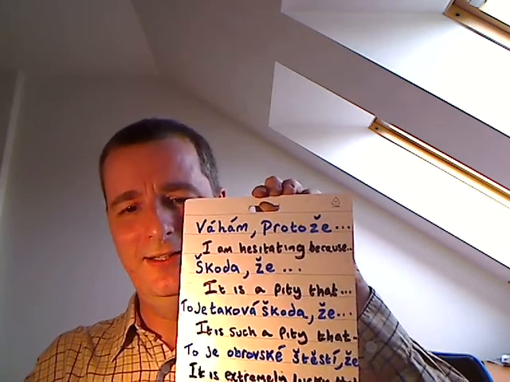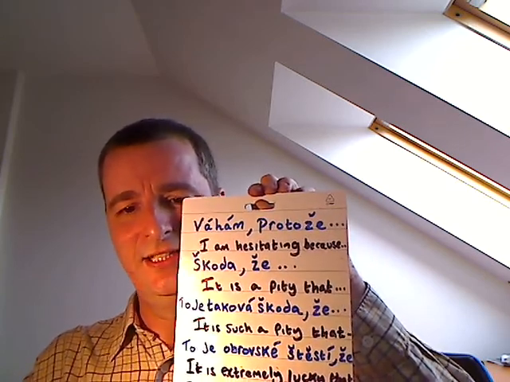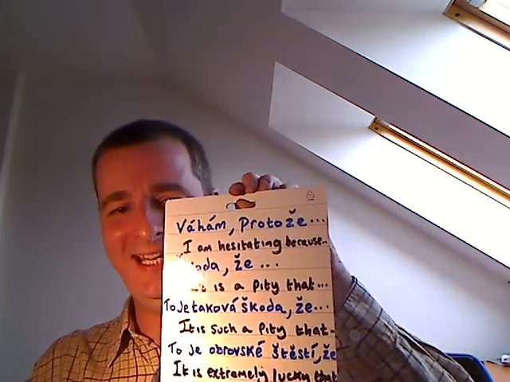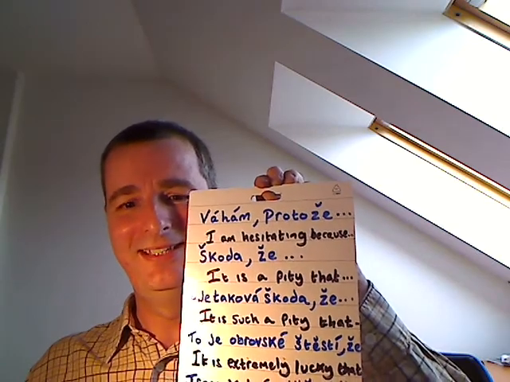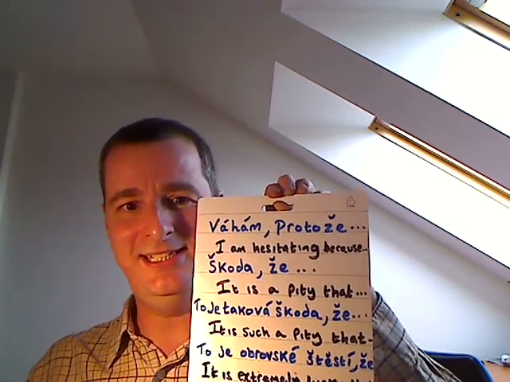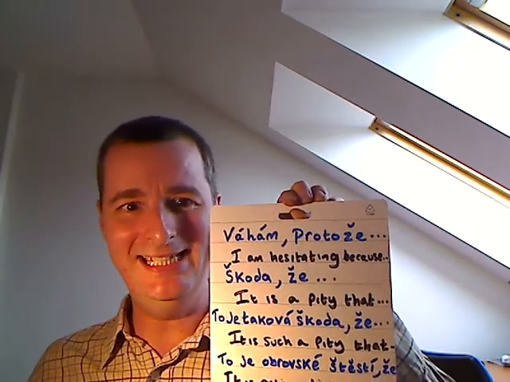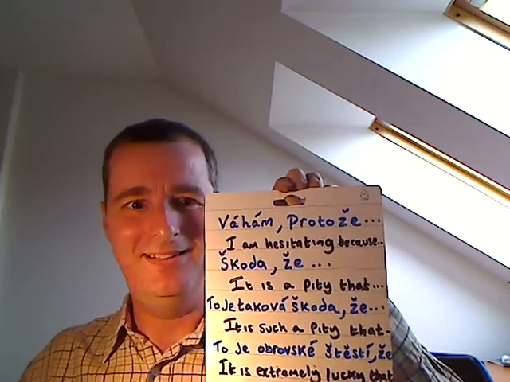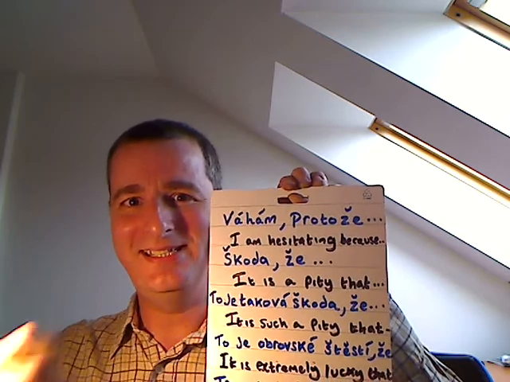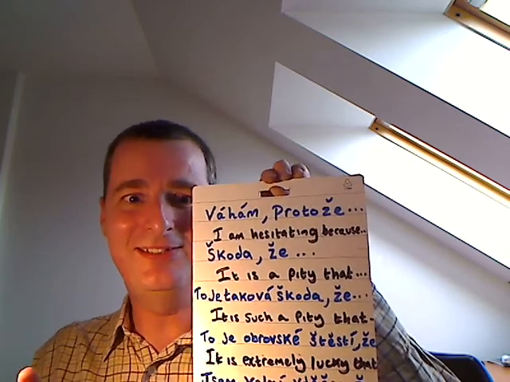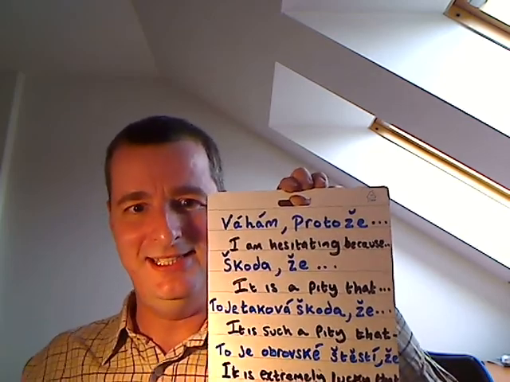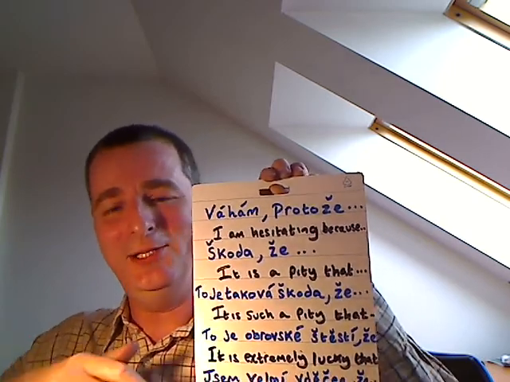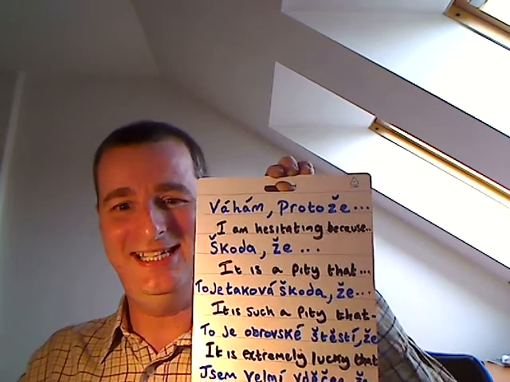To je obrovské štěstí, že. It is extremely lucky that. To je obrovské štěstí, že máme lístky, that we have tickets. And so on. Or if somebody says something to you, of course you could just say to je štěstí, it is lucky, but obrovské, it means gigantically or extremely, really emphasizes it.